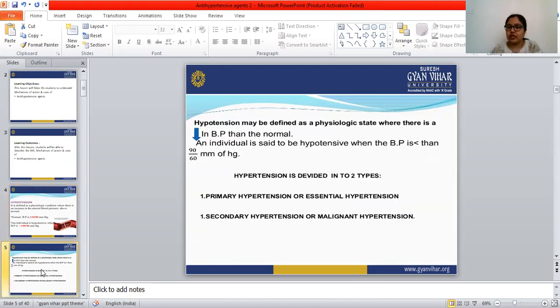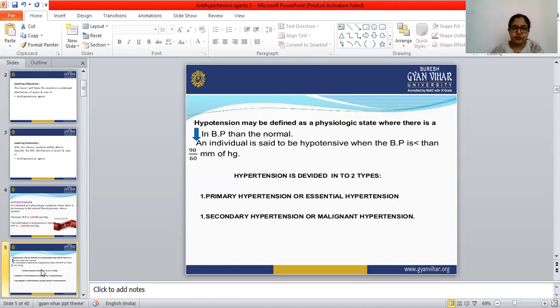Increase in the arterial blood pressure is hypertension. So let's see what is hypotension. Hypotension may be defined as the physiological state where there is a decrease in BP than the normal. So the normal BP range is 120/80, below that range is hypotension, and above 140/90 is hypertension.